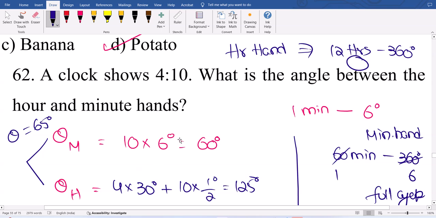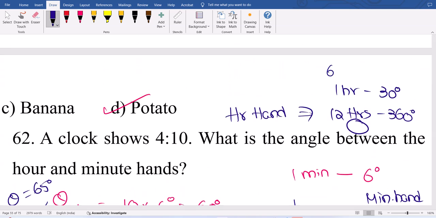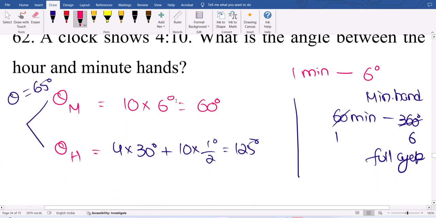Sir, I am not understanding what is each minute half degree. 12 hours, 360 degrees, okay. Means 1 hour is 30. 1 hour is having how many minutes? 60 minutes is 30 degrees. Then you can understand each 10 minutes is 5 degrees, obviously. So for our hand, two things are to be considered: each hour, each minute as well. Each minute 0.5 degrees or half degree, each hour 30.